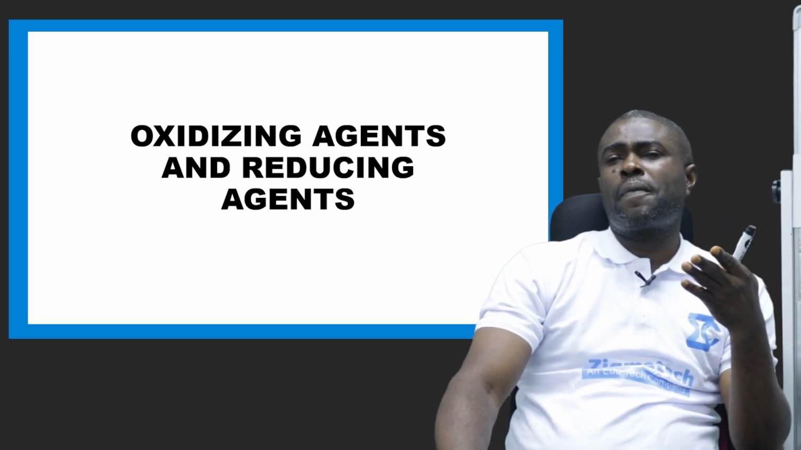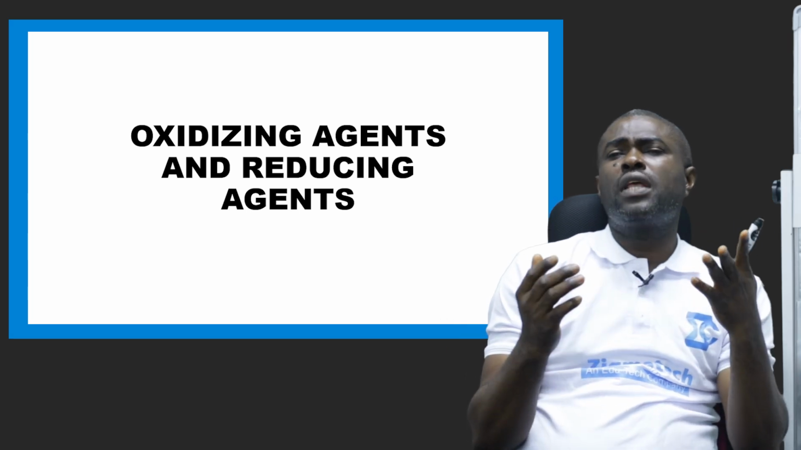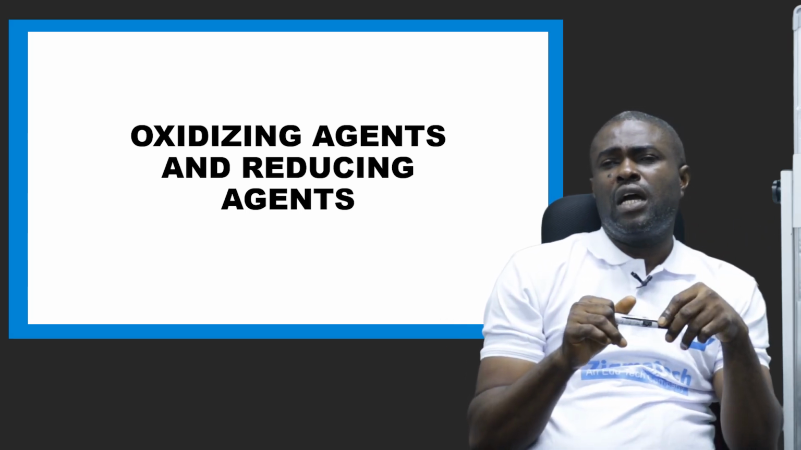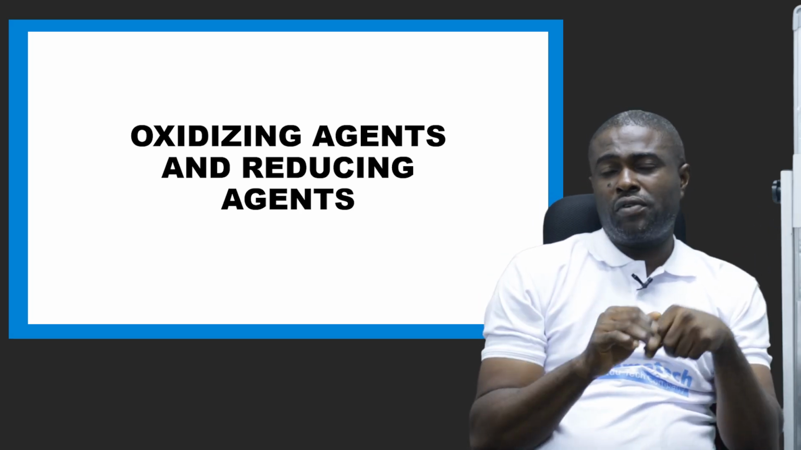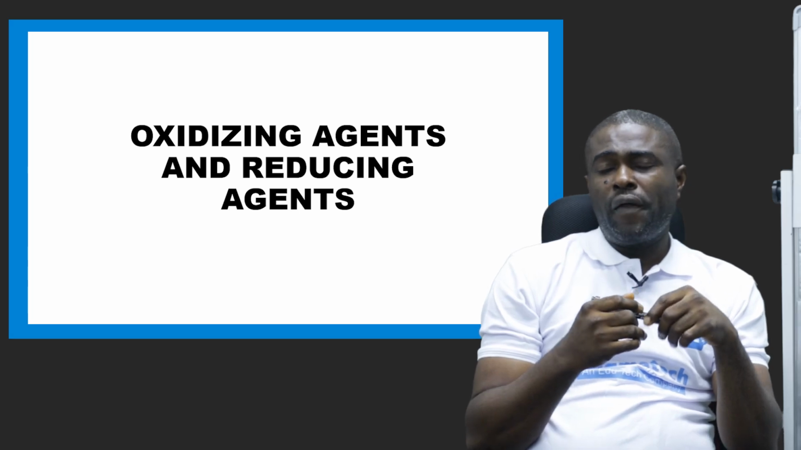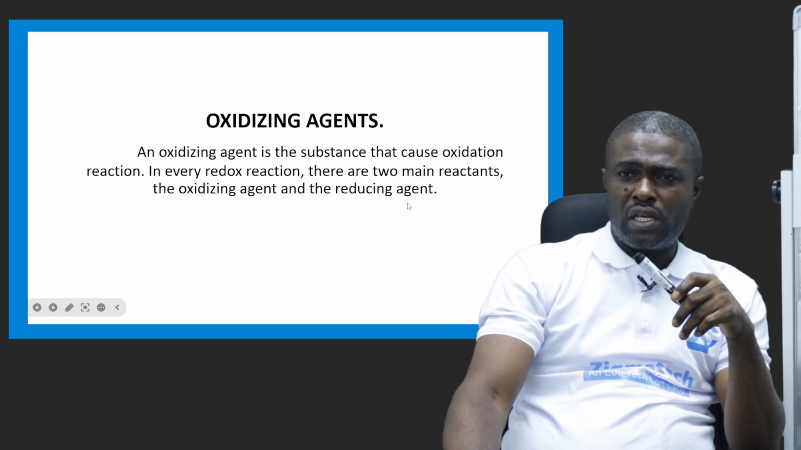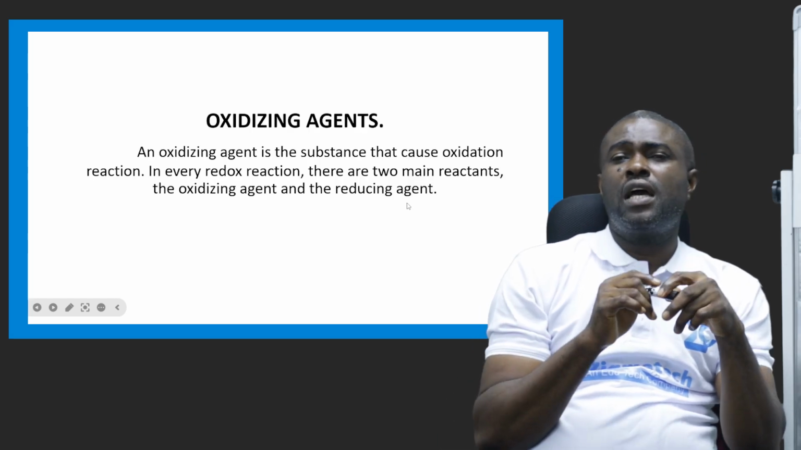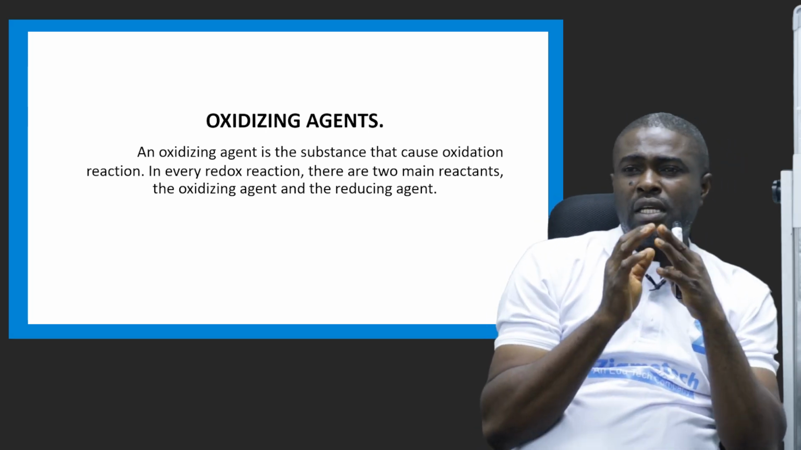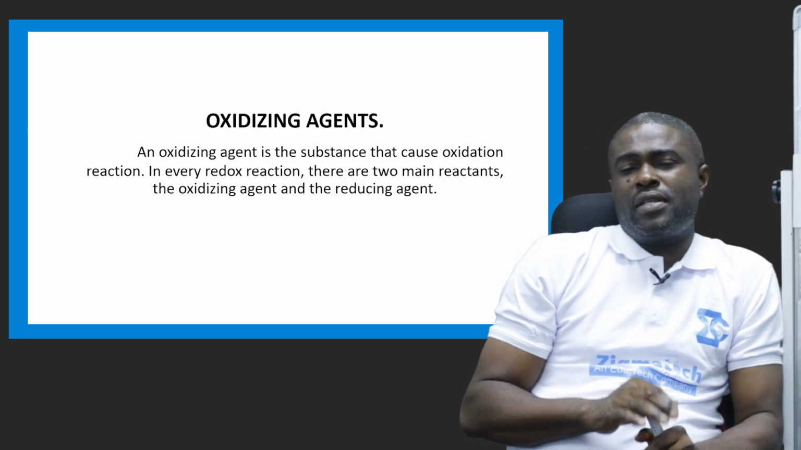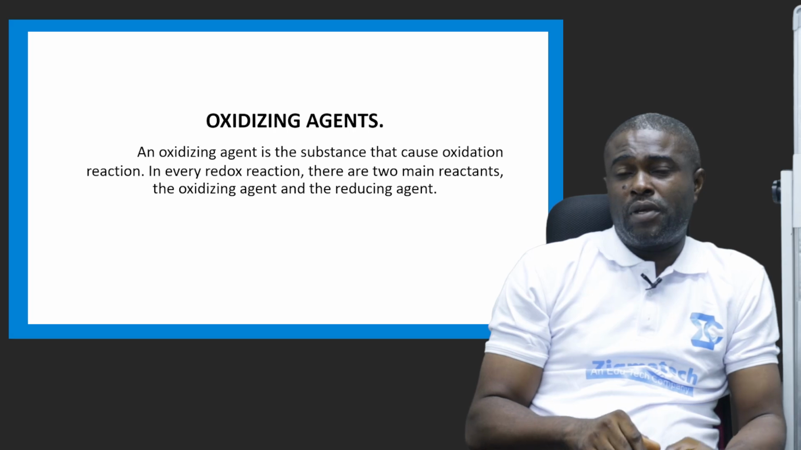Today we shall look at these agents, how they can be identified, and chemically, how they can be tested for. So today, we're going to start with the oxidizing agent. An oxidizing agent is the substance or the particular element that can cause oxidation in a reaction.